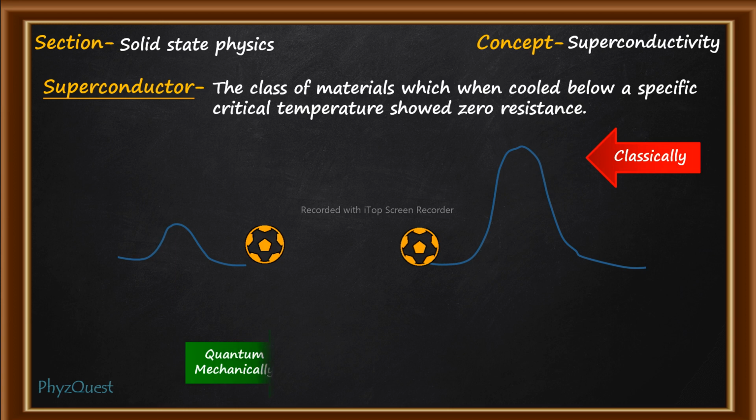However, in quantum mechanics, if you replace the ball with an electron and the hill with a potential barrier, because of the wave and particle nature, the electron can tunnel through the barrier if the barrier is sufficiently thin. That is the criterion where an electron can penetrate through the potential barrier without sufficient energy and appear on the other side. And this is what happens in the case of the Josephson effect.